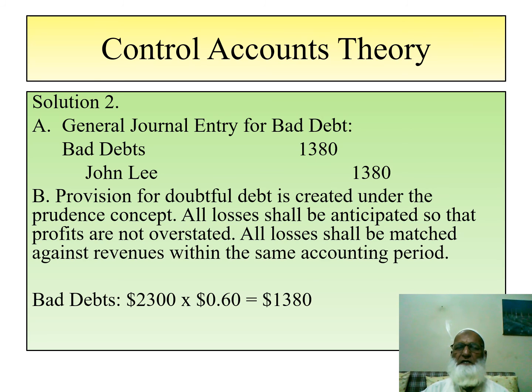This is the journal entry for writing off the bad debt. Bad debt expense is debited and John Lee's accounts receivable is credited for 1380. This is the amount, as calculated down there. 2,300 was the total amount, and if you multiply it with 0.6, which he is unable to pay, that comes to 1380. Okay, and the B part is that a provision for doubtful debt is created under the prudence concept.